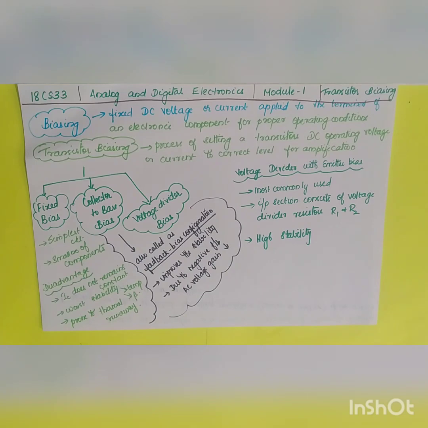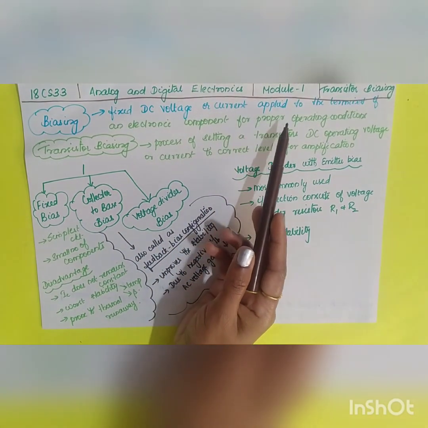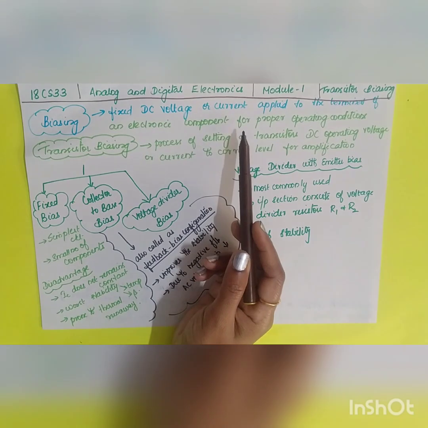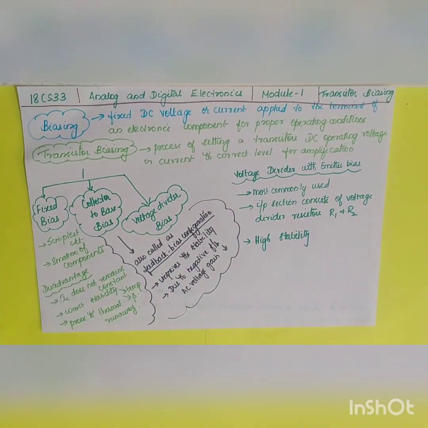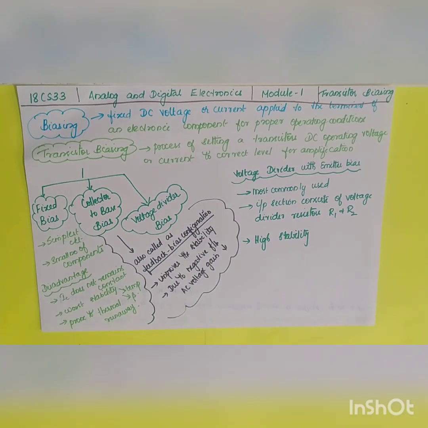Just similar to that, in any electronic device, the first step is that you make sure the initial conditions are fixed properly. Fixing the DC voltage or current applied to the terminal of an electronic component for proper operating condition is called biasing. Just like you are fixing the initial condition in the car, fixing the electronic components with a proper or fixed DC voltage or current for proper operating condition is called biasing.